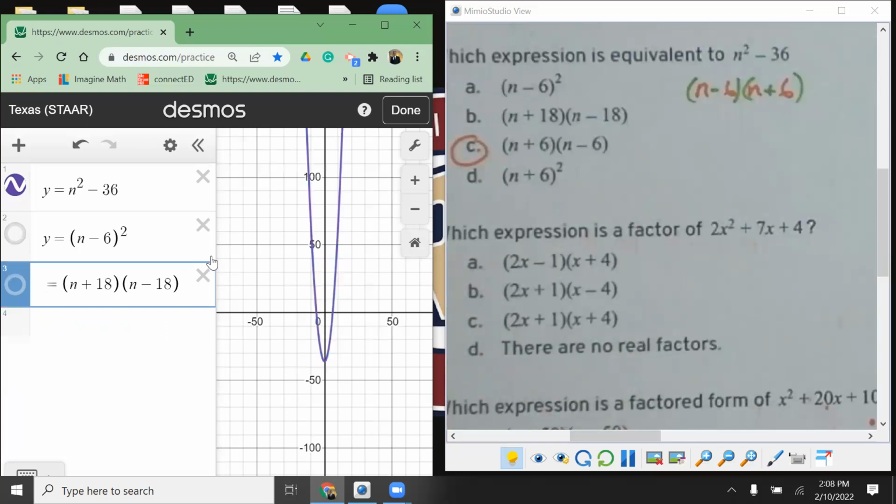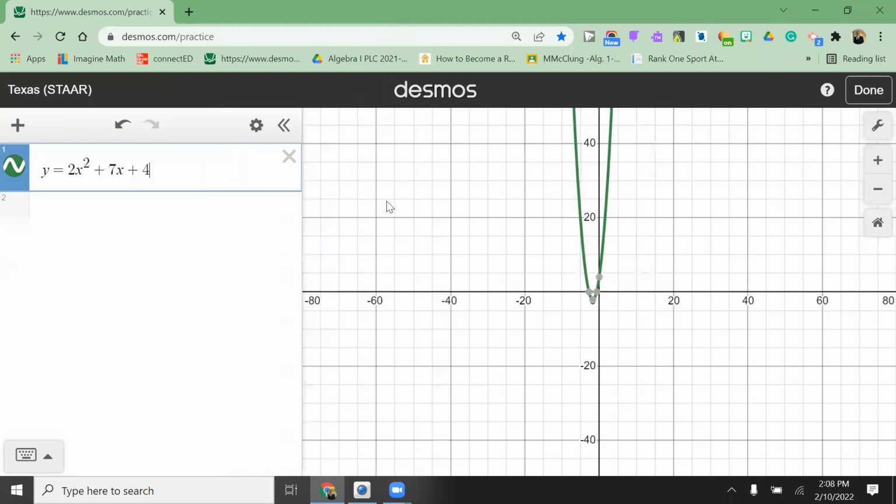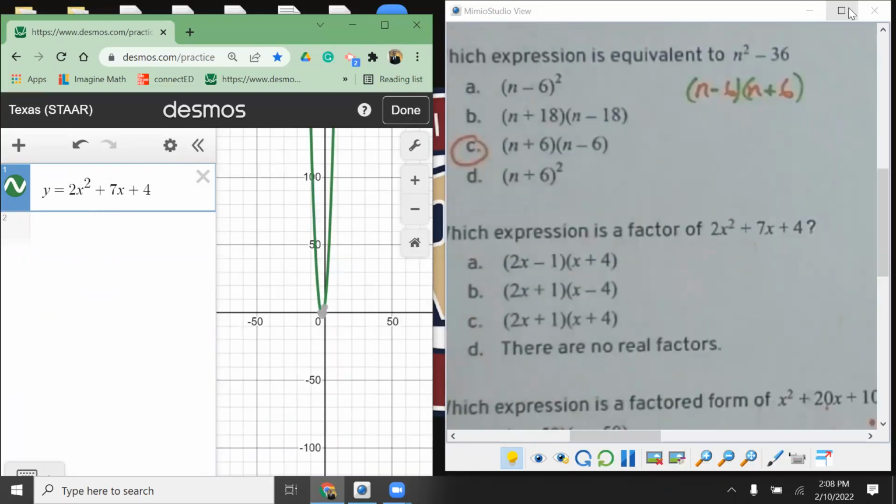All right, so the next one is another one. I'll put the equation in. Y equals 2x squared plus 7x plus 4. So there's that one. The first thing I want you to notice, so you can see it, I think we got it all typed in. I just want to make sure I got it typed in right.